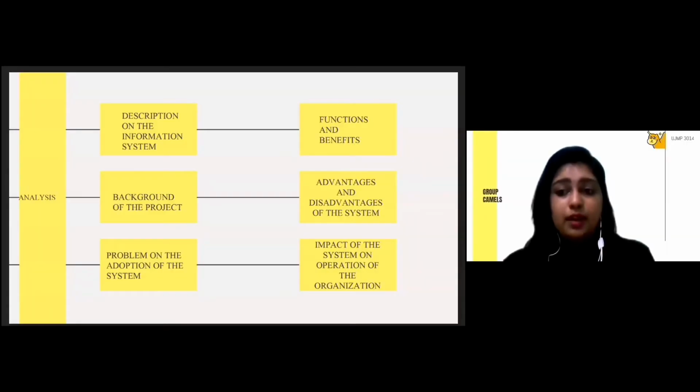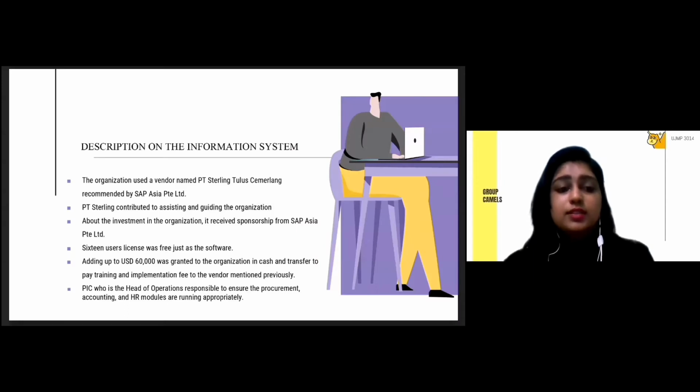Now, the part analysis is going to cover 6 main discussions, which are description of the information system, background of the project, problem on the adoption of the system, functions and benefits of the system, advantages and disadvantages of the system, and impact of the system on operation of the organization. First and foremost, let's look at the description of the information system.